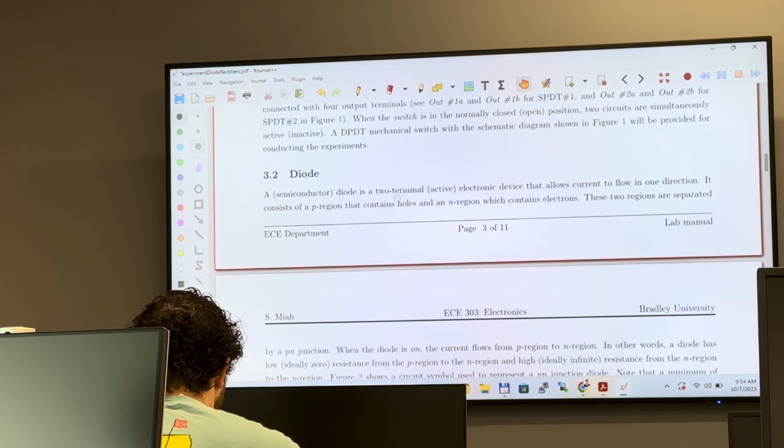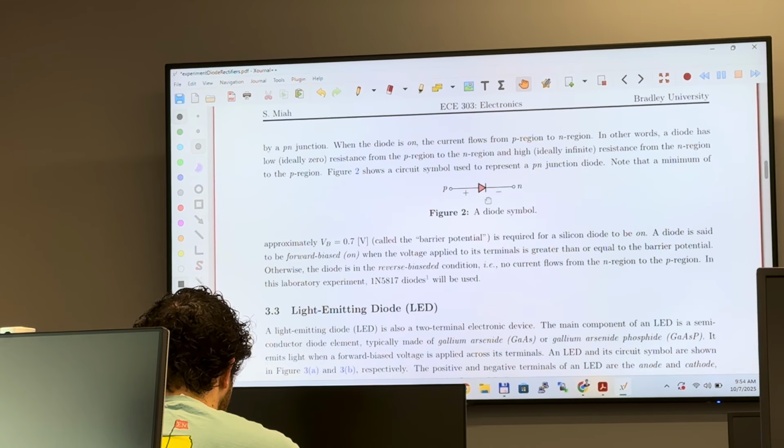Diode. Again, here I also have a little bit of theory. Anode and cathode terminal.